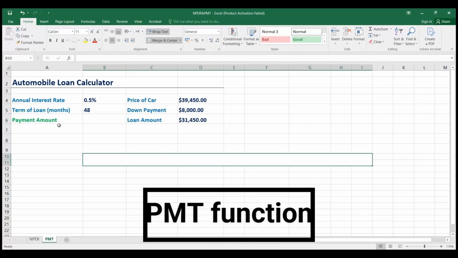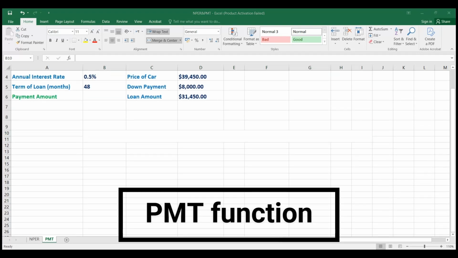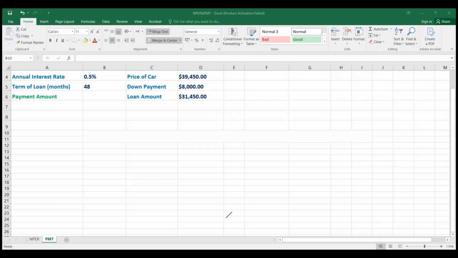Now let's look at the PMT function. When negotiating a loan to purchase equipment or a mortgage for your house, the first concern that comes up is the amount of the payment you'll need to make each period. To return the amount of payment for a loan, use the PMT function.